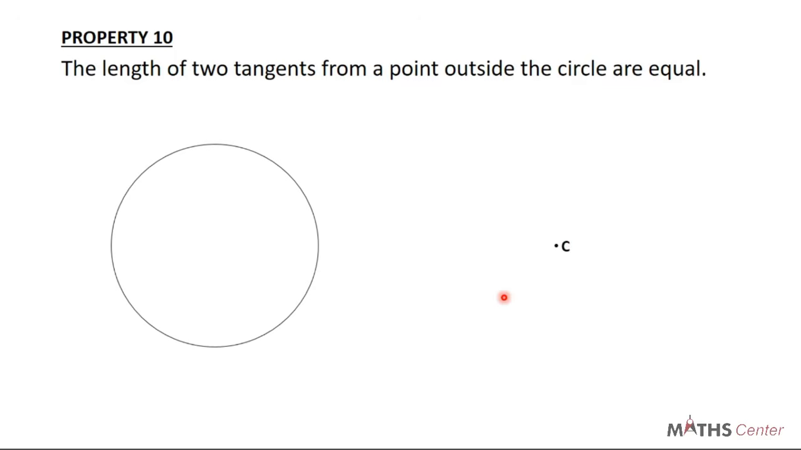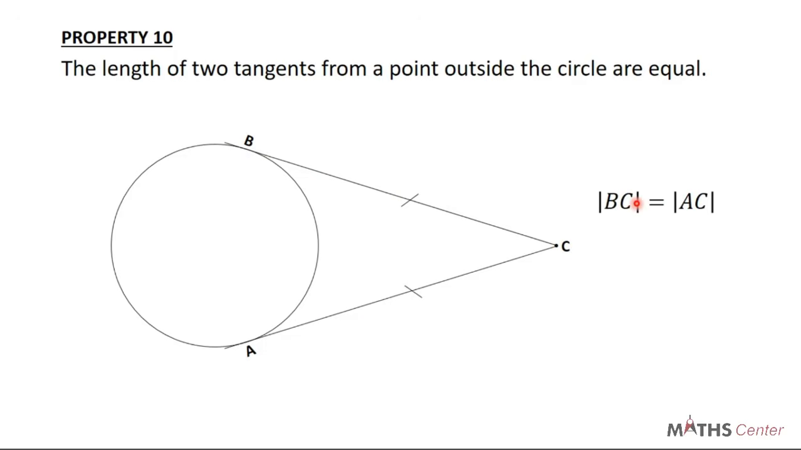Now with this circle, we have a point outside the circle. I'm calling that point C. If we draw a line from C to touch the circle, we know that this is a tangent. I'm calling the point of contact point B. Then from this same point C, we draw another line to touch the circle. I'm calling that point of contact here point A. Because the tangent is from a common point, we say that line BC is equal to line AC. So the length of BC is equal to the length of AC.